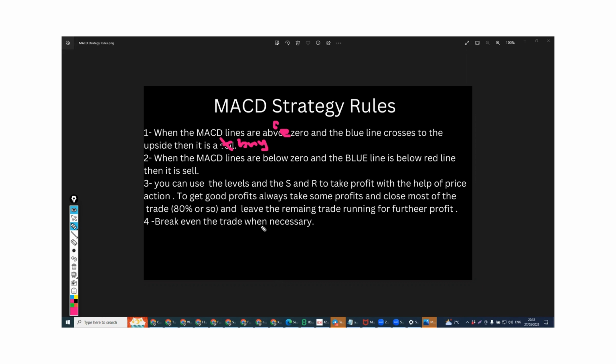Break even the trade when necessary. Yes, you have to break even, as I said before as well. In this way, you are not losing any money if the market reverses against your trade's direction.